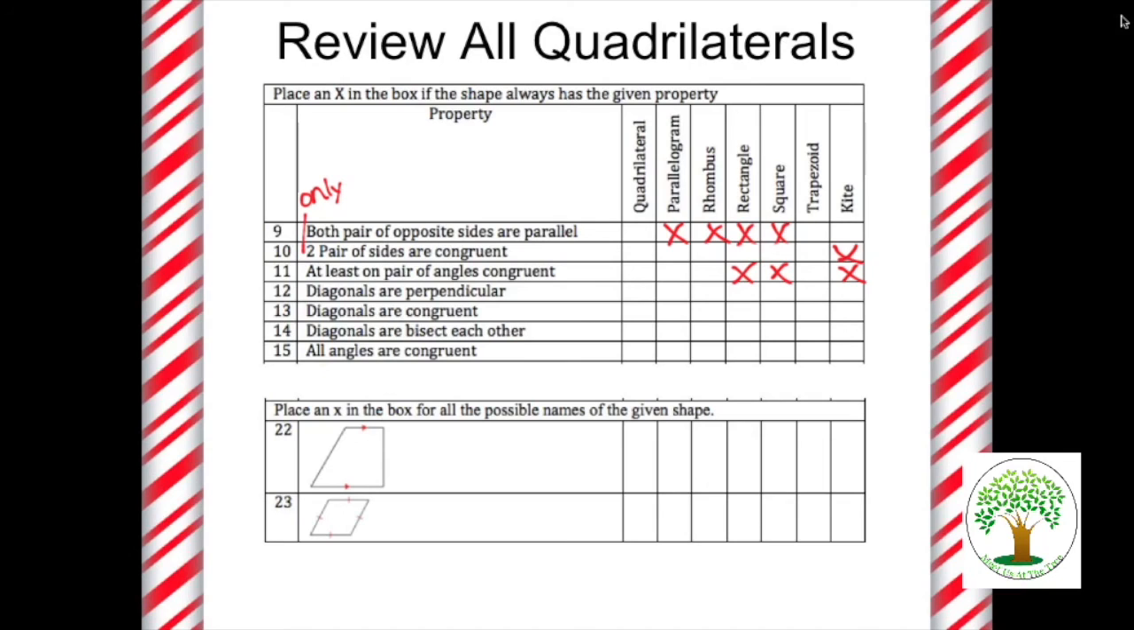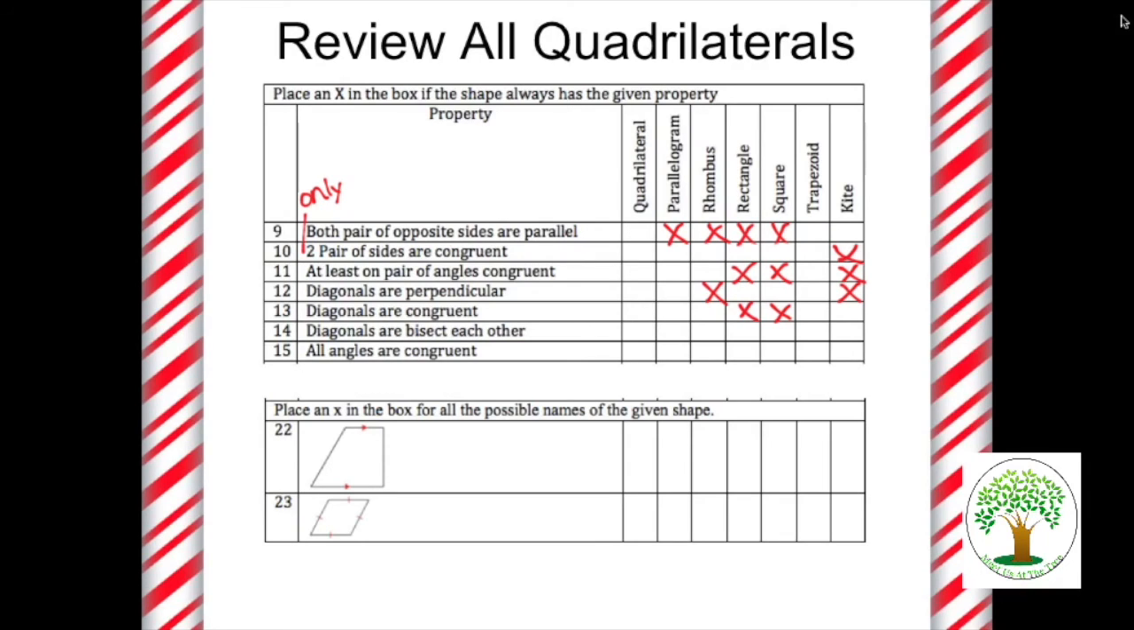Diagonals are perpendicular. Where do we say diagonals are perpendicular? Oh yeah, it says perpendicular. A rhombus, I agree. What else has diagonals that are perpendicular? Kites. Diagonals that are congruent: rectangle and square. What about trapezoids? Just isosceles, so be very careful.